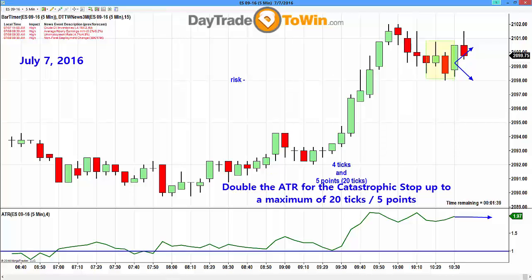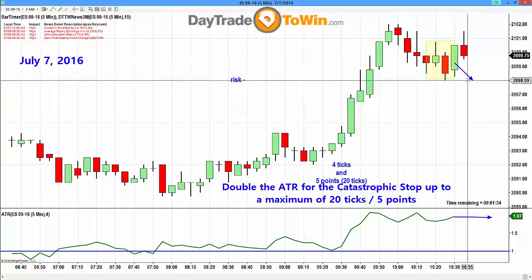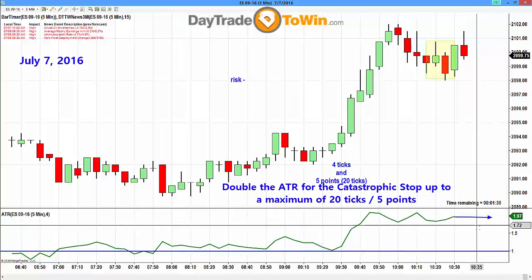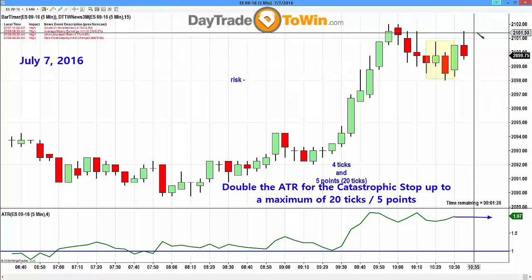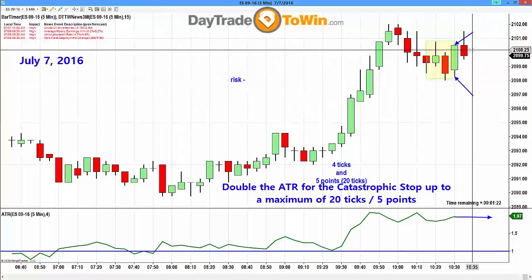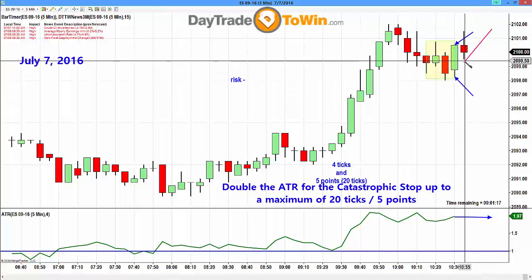So this average true range that I'm showing you, the ATR, helps me understand that if I go short or if I go long, my stop initially has to be larger than the current conditions. Because if this candle made 7 ticks, the next candle could easily move up or down 7 ticks.